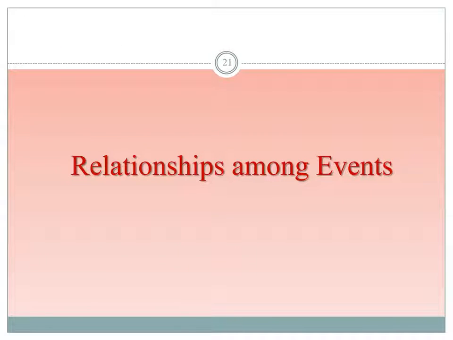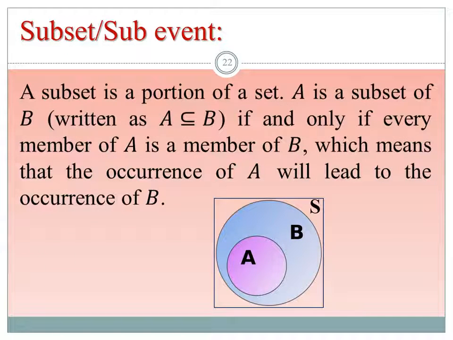Alright, so next section, relationship among the events. In this section we are going to discuss the relationship among the events based on Venn diagrams. Everybody is already familiar with Venn diagrams. So first we are going to discuss subset or sub-event. A subset is a portion of the set. For example, A is a subset of B. Usually we write it as A subset of B. So this is the notation.